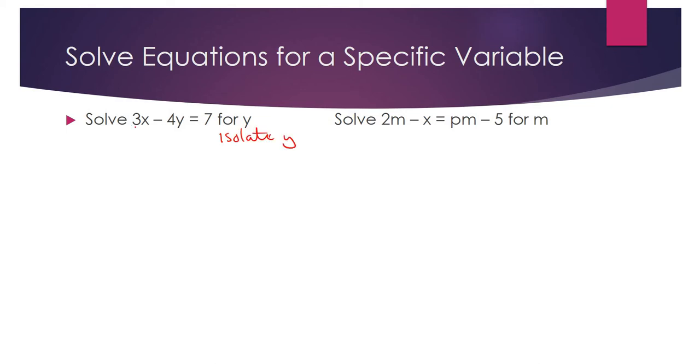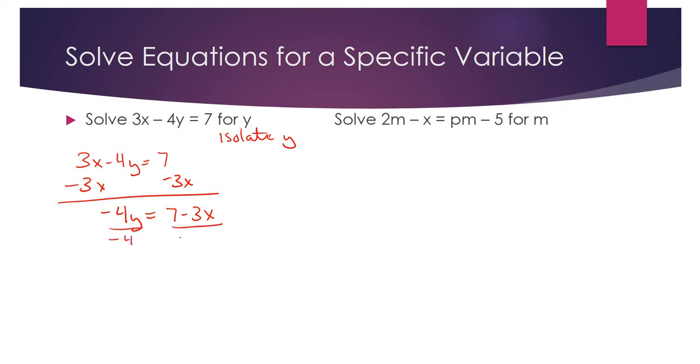In order to get y by itself, the first thing I need to do is move any terms that do not have y in them to the other side. So the way to move the 3x to the other side would be to subtract 3x from both sides. So negative 4y equals, and these are not like terms, so I have to just subtract them, 7 minus 3x. And then to isolate y further, I've got to divide by negative 4. So y equals (7 minus 3x) divided by negative 4.